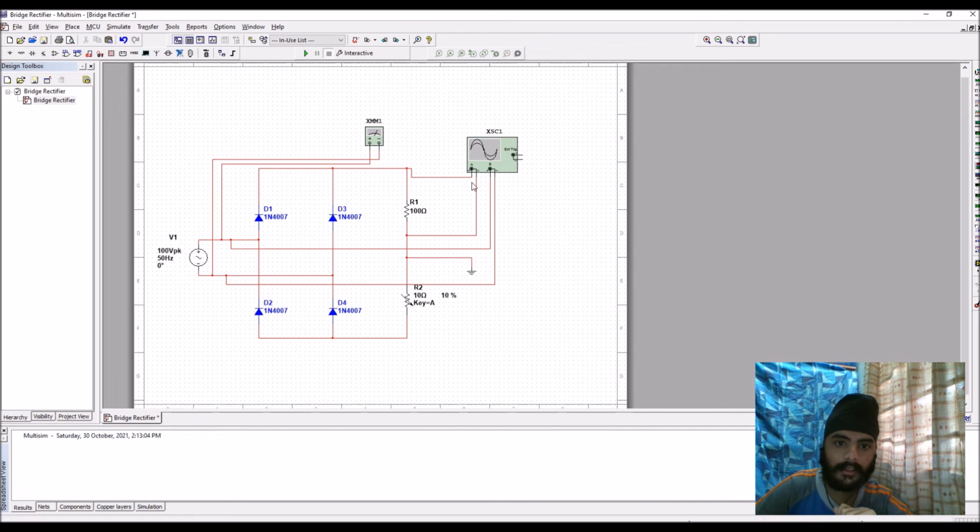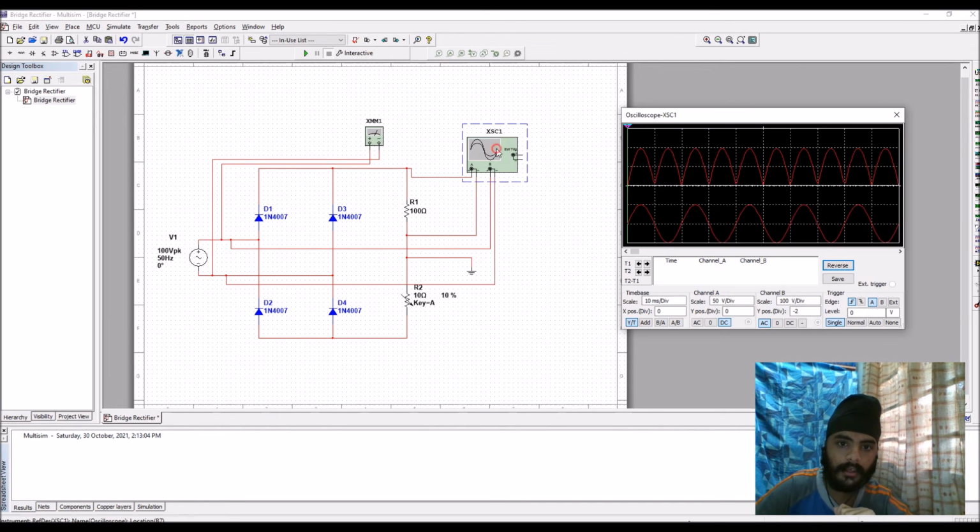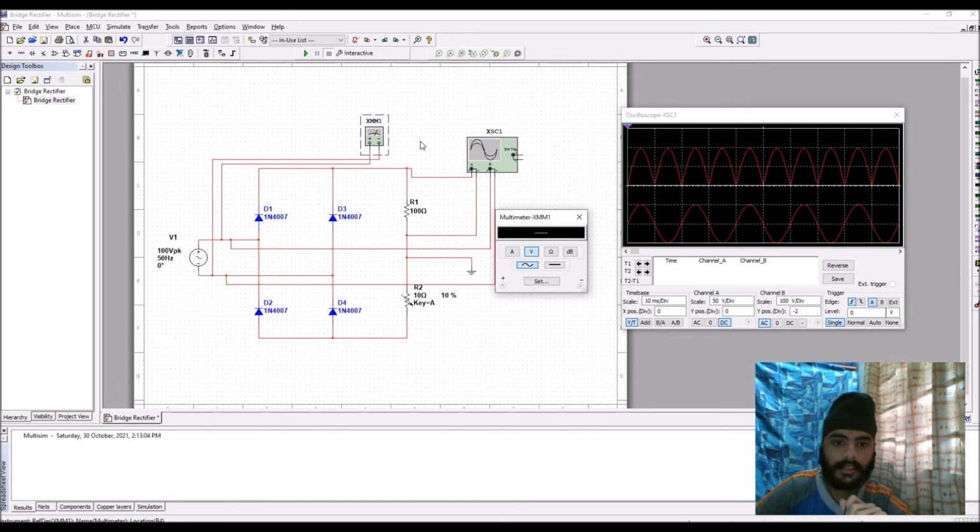This oscilloscope here has 2 channels. The first channel, channel A, will be about the V out of the circuit, and channel B would be about the V in of the power source. Over here we have got the multimeter and we have connected it to measure the VAC. By using this multimeter we can measure the Vmax, V out, I out and VAC. Alright, now I'm going to simulate and show you how to get it.